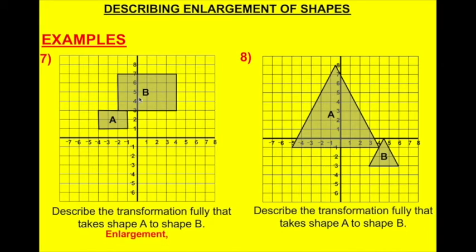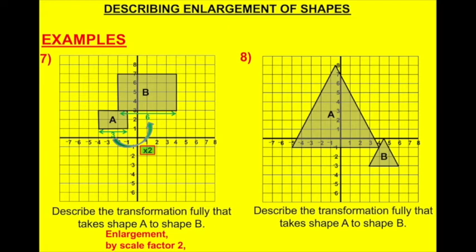Obviously it is an enlargement. If you look at this particular length, that's 1, 2, 3 units, it becomes 1, 2, 3, 4, 5, 6 units. So what happened there? What's the scale factor? The scale factor is obviously 2, because 3 times 2 gives you 6. And so are the other lengths. So it is an enlargement by scale factor 2.